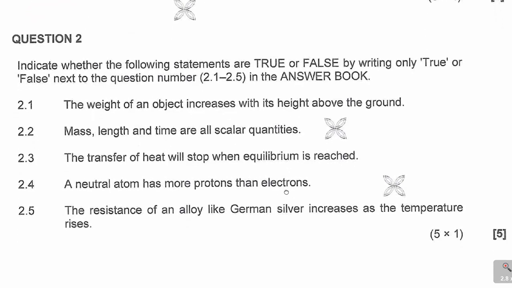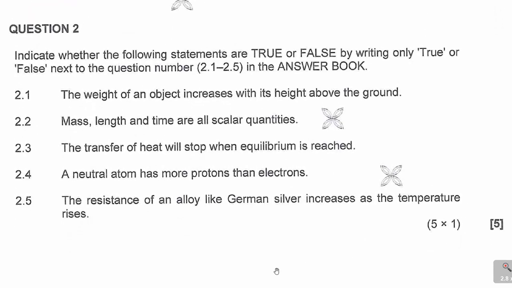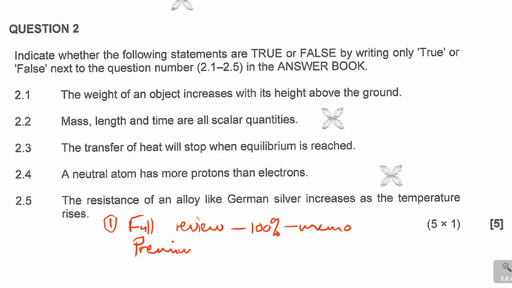So this was question number 2. You can check yourself out of that, but let me reiterate: let me just pause a little bit, I'm just too fast. I just want to give a quick review of this one. Part number 1, I'm going to do a full review of this paper, and remember it's out of 100%. So I'm going to do all these questions, do the memo of this paper, and it will be available for the time being for premium members.